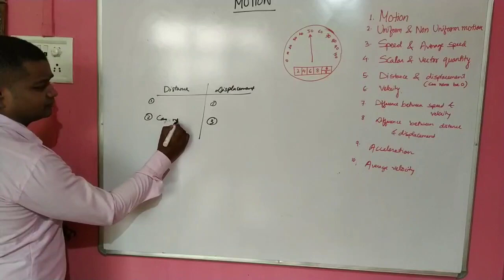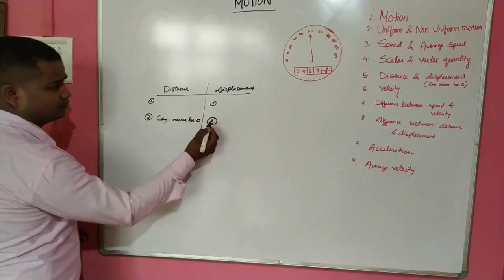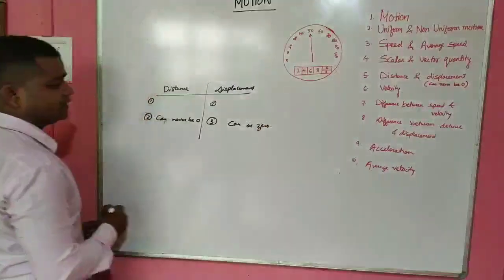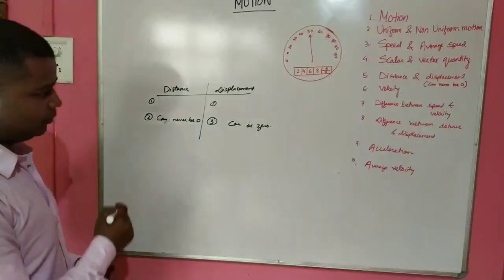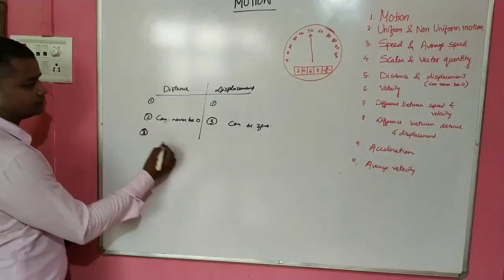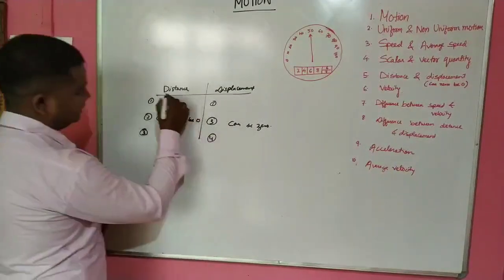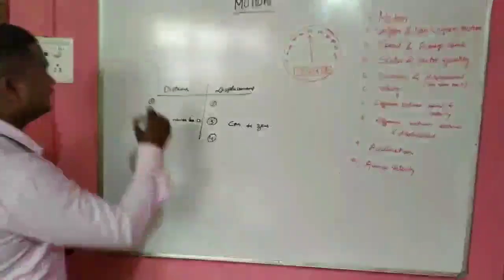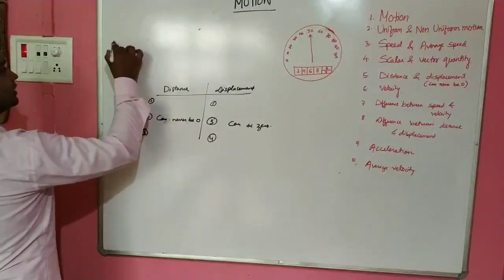It can never be zero, but displacement, yes, it can be zero in the case when the initial and the final position both coincide. Third, distance. Distance is a scalar quantity. Okay, distance is a scalar quantity, right?